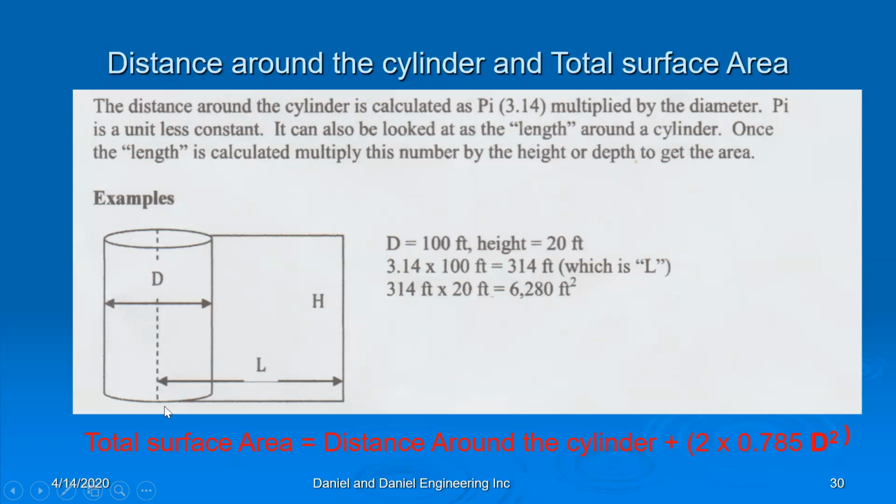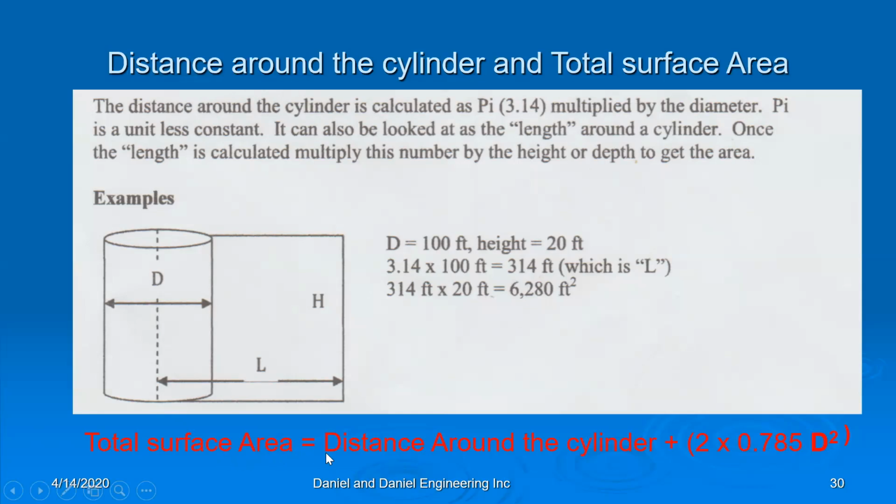The total surface area would be that distance around the cylinder, which we just spoke about, plus you have 2 covers. Look at the 2 ends. He's sitting on one, and there's another one at the top. So basically, you have the area of 2 circles there. So it's twice the area of a circle, which is 0.785 d squared. So bear that in mind. And there is a difference. One entails the other. One is the composite of the other.